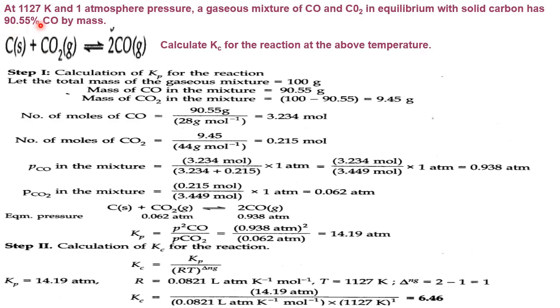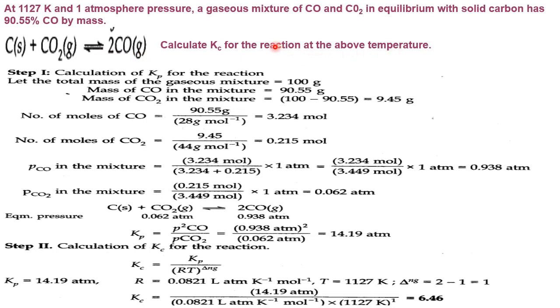At 1127 Kelvin and 1 atmosphere pressure, a gaseous mixture of carbon monoxide and carbon dioxide in equilibrium with solid carbon has 90.55% carbon monoxide by mass. Calculate Kc for the reaction at the above temperature.